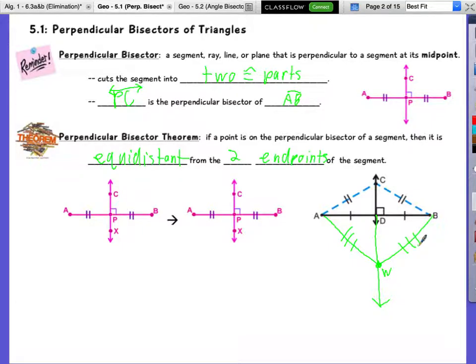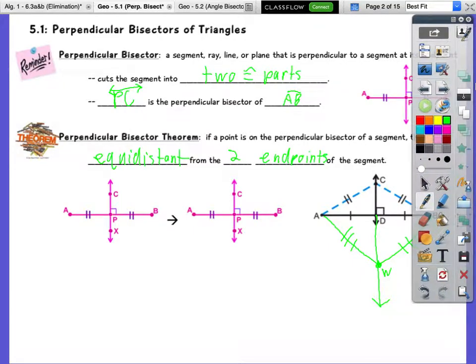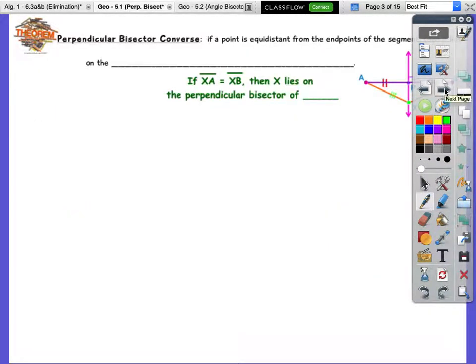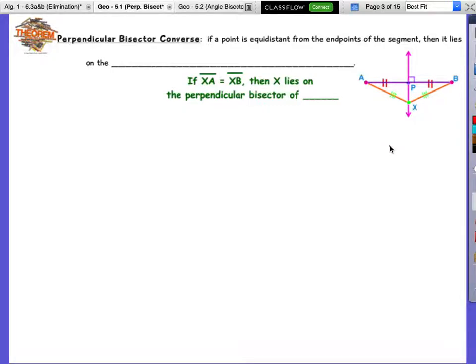Yep. So then we said, since this is written in if-then form, that's something I'm going to highlight a lot as we continue to go on. In if-then form, we can also make the converse of it. In this case, the converse is also true. If a point is equidistant from the endpoints of the segment, then it is on the perpendicular bisector of the segment. We wrote this out longer before, but I'm shortening it since we've already written it.